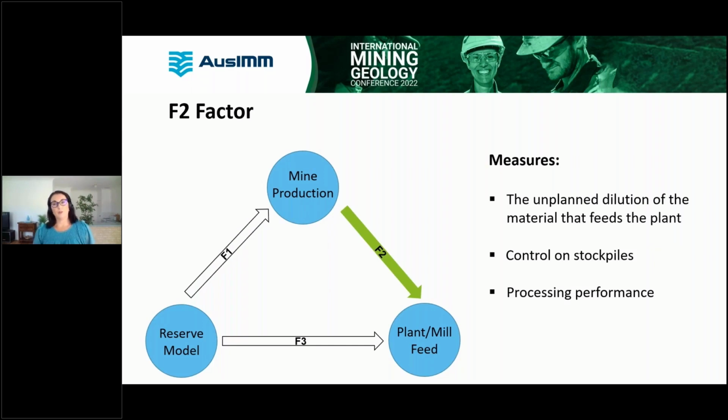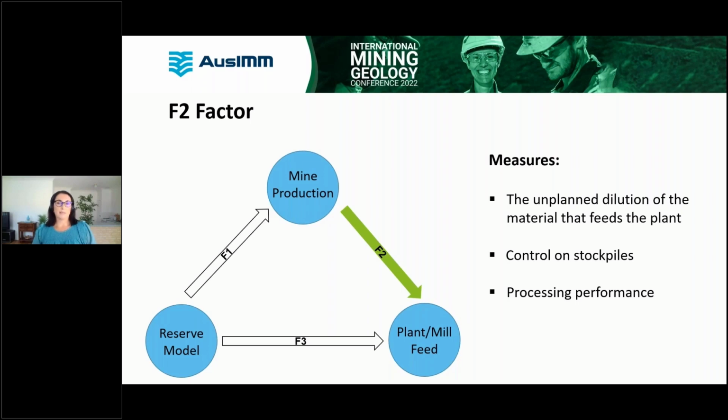When we look at the F2 factor, it consists of the ratio between the mine production against what was fed to the plant. Now remember, there's a lot of stockpiling going on between this mine production and this plant feed. So we've got mine stockpiles, we might have underground stockpiles going to mine stockpiles, going to ROM stockpiles. Then once we go through the crusher, we might have a coarse ore stockpile. We might have many coarse ore stockpiles. So just be aware that that mine production to the plant feed has a lot of stockpiling going on, and I will expand on that shortly.